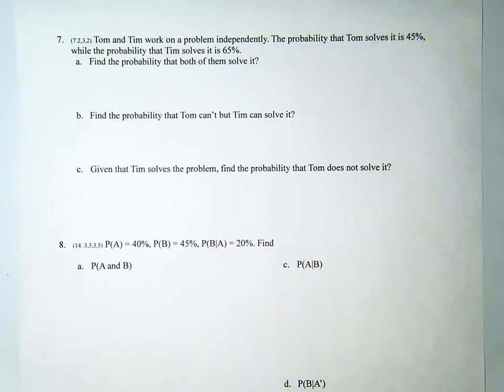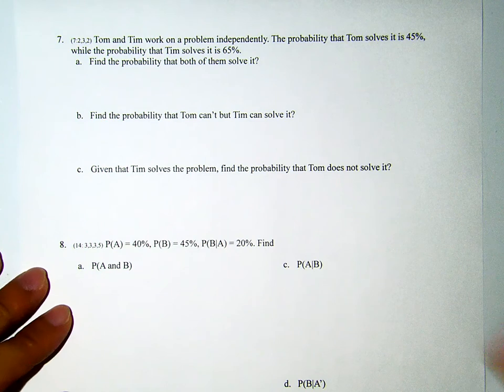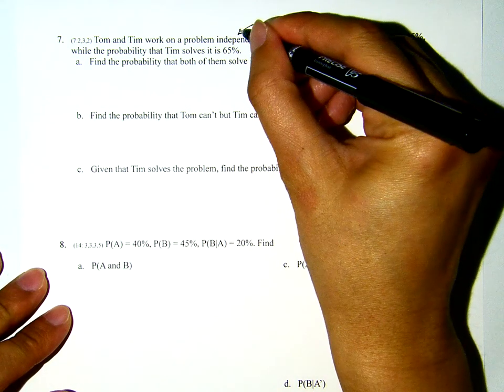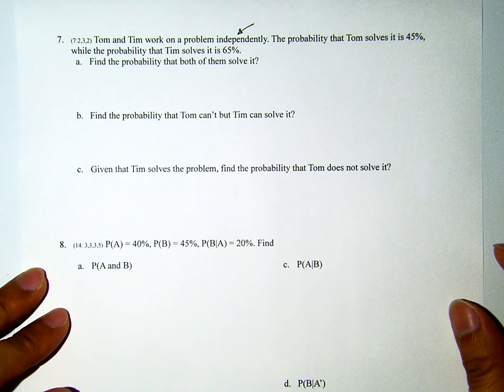The following is from Fall 2011 Math 21 Test 3. In this video, I will do number 7. Tom and Tim work on the problem independently. Now, the probability that Tom solves it is 45%, while the probability that Tim solves it is 65%.